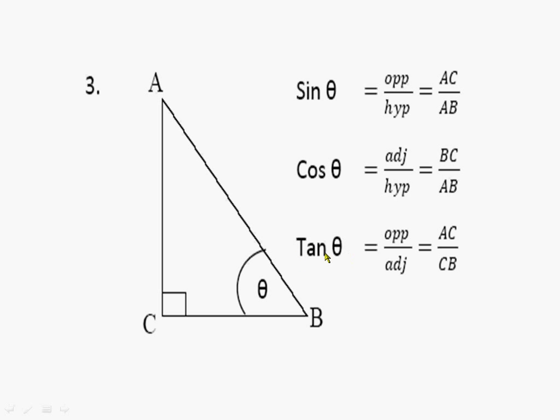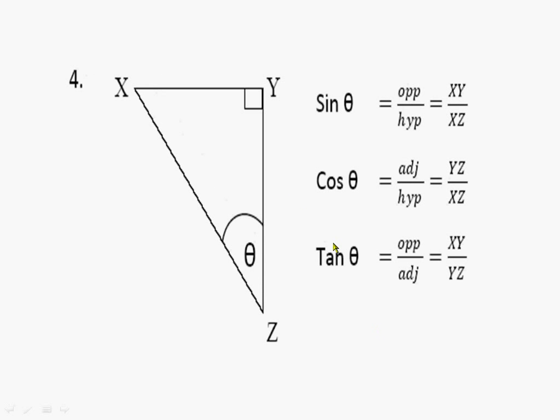Then we look at tan theta. Tan theta will be opposite over adjacent. Opposite to this angle will be AC, hence we have AC over adjacent, which is the side closest to it, not the hypotenuse, and that will be CB. So tan theta is opposite over adjacent, which is AC over CB.